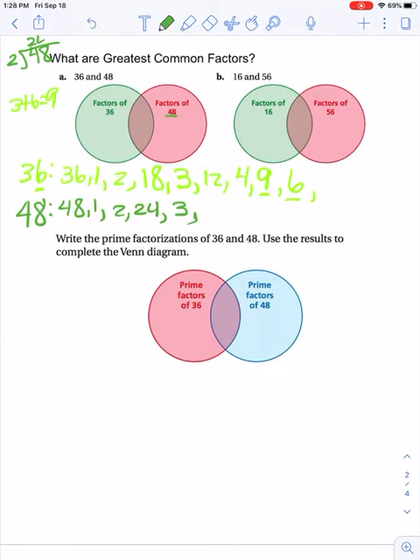Is 48 divisible by 3? I'll know by doing more of this. Is it divisible by 3? 3 goes into 4 once. 3 goes into 18. So it is divisible by 3, and it's 3 times 16.